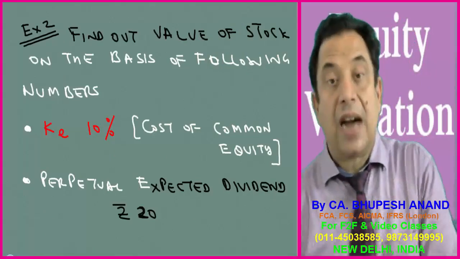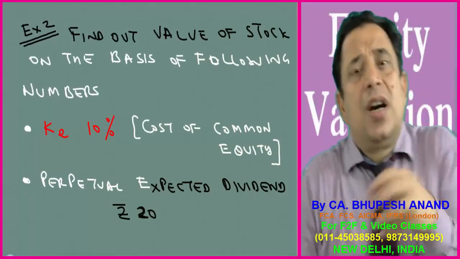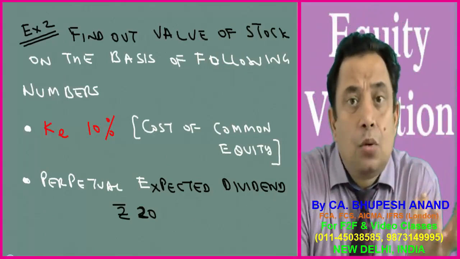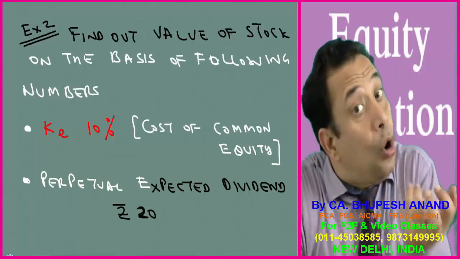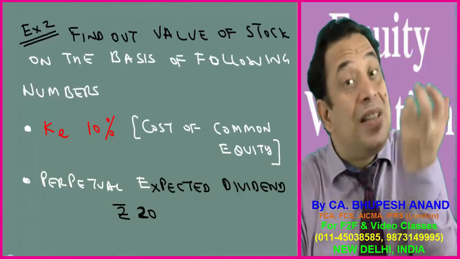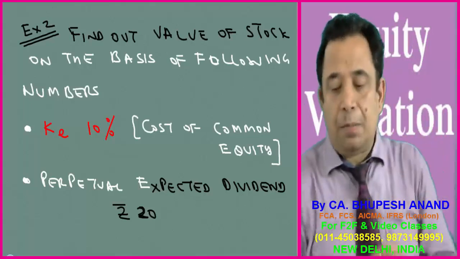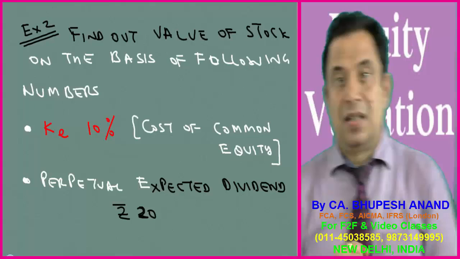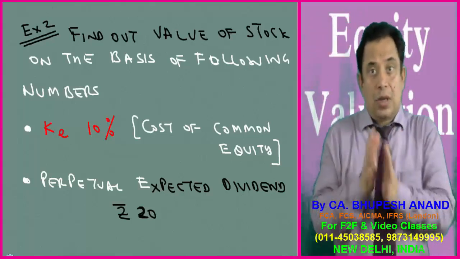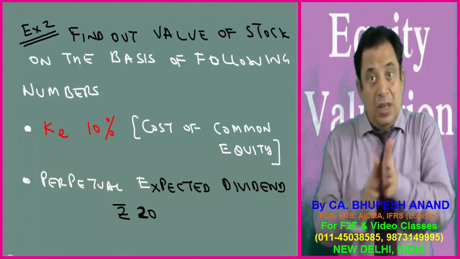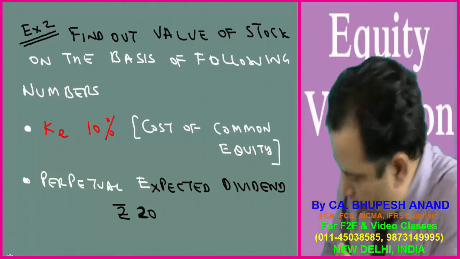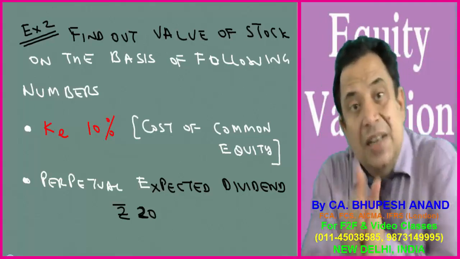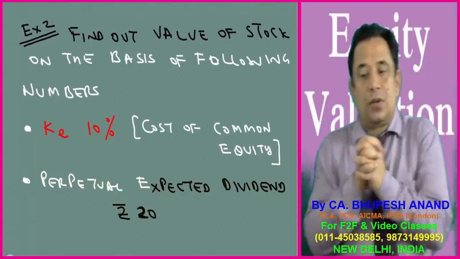Now, let's start with example number 2. A new feature, a new point I have covered in example number 2. So it is important that you write down all the examples. My dear friends, please sit straight and please write down all the examples. Find out the value of the stock on the basis of the following numbers. I have given some information, and on the basis of that information you have to calculate the value of the stock.